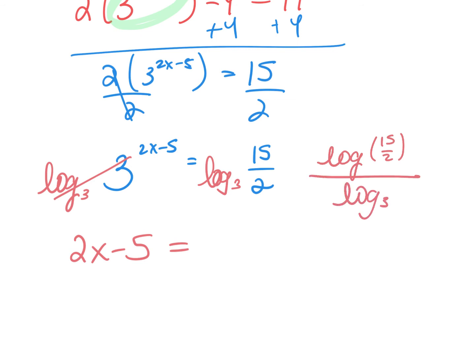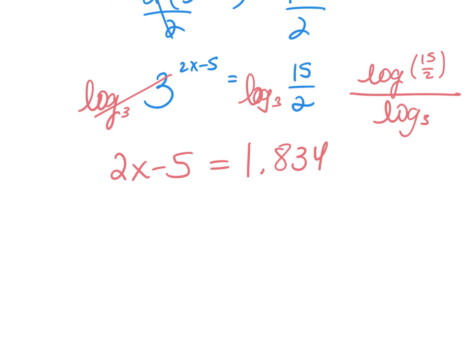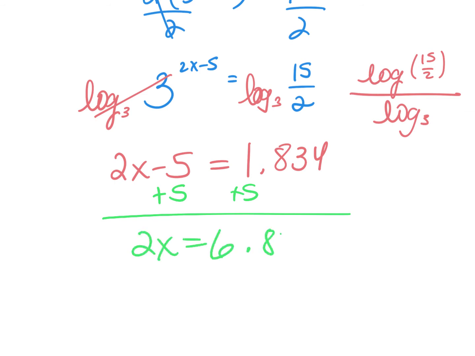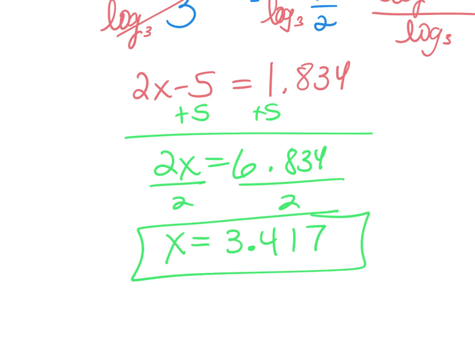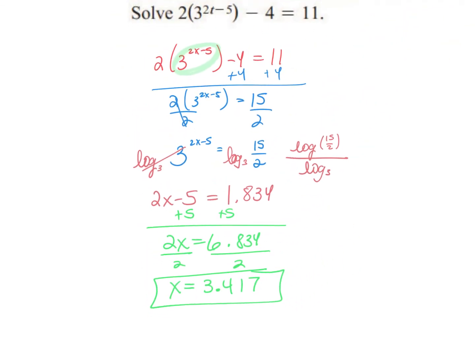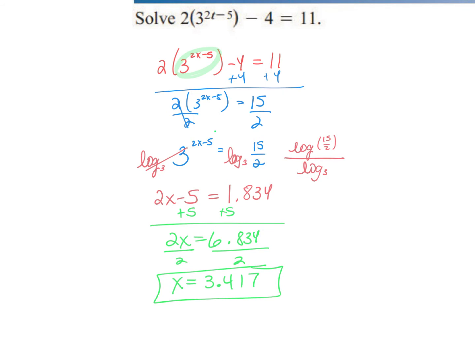What do you guys get? 1.834. Yeah. All right, now we go back to 6th grade. Solve this. What do I do? I'm going to add 5. So 2x equals 6.834. And then what? Divide by 2. So x equals 3.417. And then what can I do with that answer to make sure that I'm right? Plug it back in. If you guys notice, in this whole entire problem, the only pre-calc step is right there. Everything else is basic algebra that you guys have learned before.